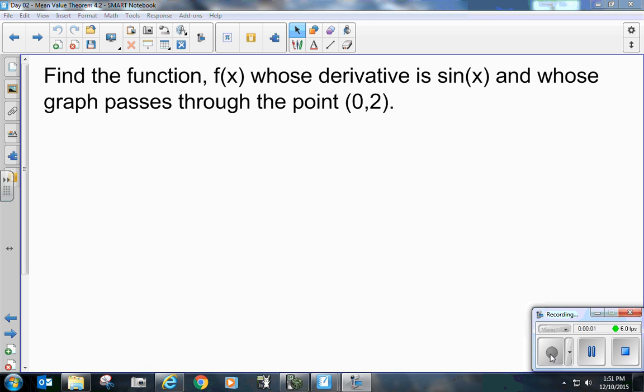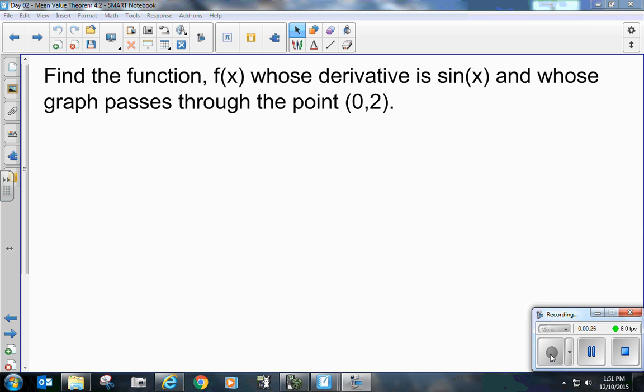We left off here. This question says, find the function f of x whose derivative is sine x and whose graph passes through the point (0, 2). Okay? So what do we need to do? Don't just reread the problem, please. Well, we need to find the function. Yeah, the f of x thing.